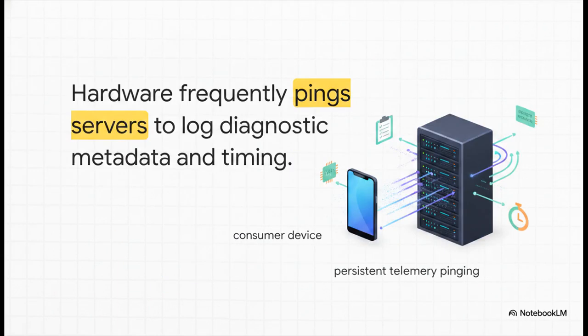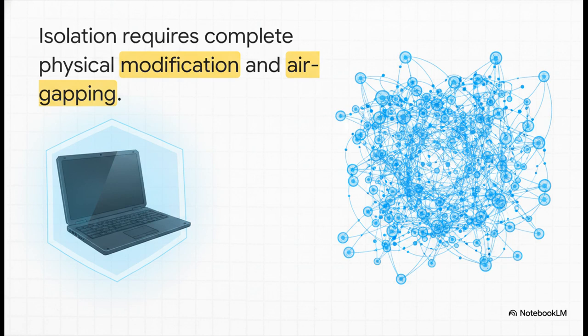Here is the harsh infrastructure reality. Modern consumer operating systems and chipsets are built with persistent telemetry. So even if an app says it's running locally, the underlying hardware is constantly calling home, pinging enterprise servers to log diagnostic metadata, hardware IDs, and interaction timing. This persistent, baked-in telemetry simply overrides whatever superficial software settings you just tweaked. So the takeaway here? True isolation is incredibly difficult. Unless you're literally cracking open your device to make physical modifications and completely air-gapping it from any network, escaping this dragnet on standard consumer hardware is practically impossible.